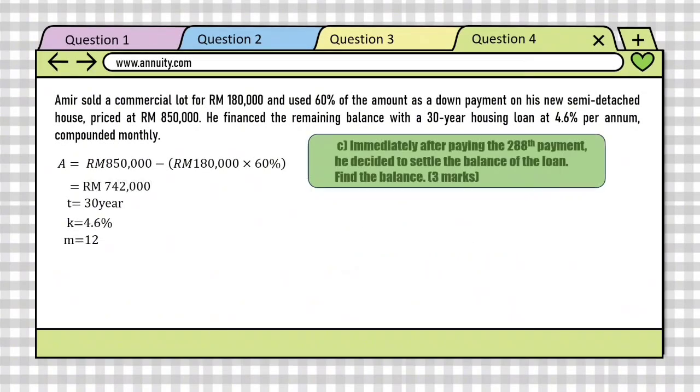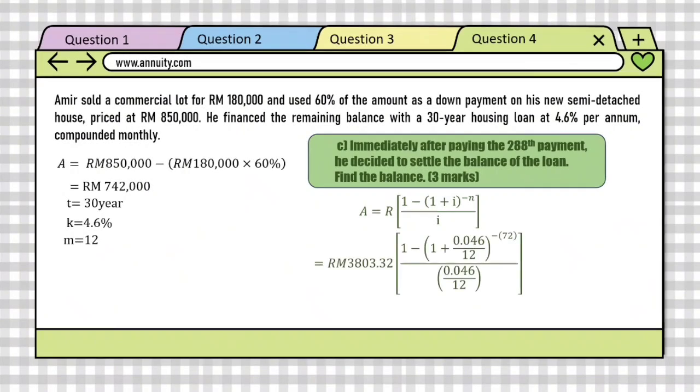Here is question C. Immediately after paying the 288th payment, he decided to settle the balance of the loan. Find the balance. From the question given, we know that Amir wanted to settle the loan earlier. So here is the formula we need to use. Then we will fill in the formula with the information given. The reason n is equal to 72 is because we want to know the balance he needs to pay. So we subtract 288 from 360. Then we will get 72. And lastly, we will get the answer for question C.